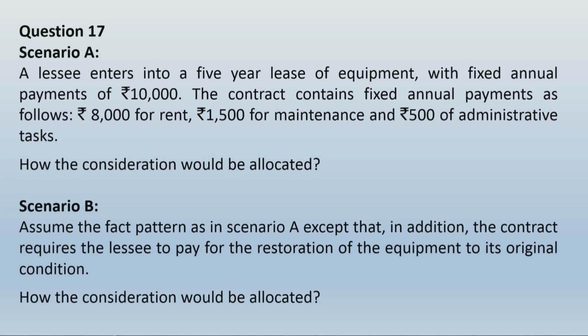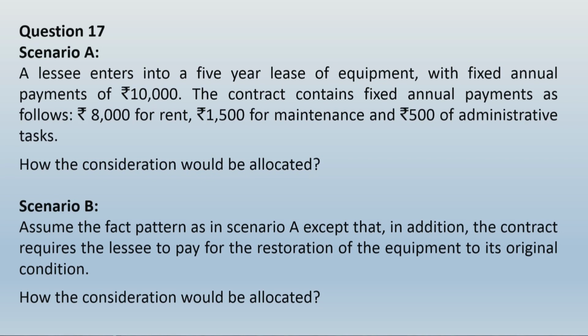How would the consideration be allocated? Basically, in scenario A, the annual lease payment will be 10,000 in total, all three components included, and this is for a period of 5 years. So in total, the lessee would end up paying 50,000 rupees to the lessor over a period of 5 years. Now obviously, rent of the equipment and the maintenance are two separate components. So rent will be considered as the lease component and the maintenance will be considered as a non-lease component.